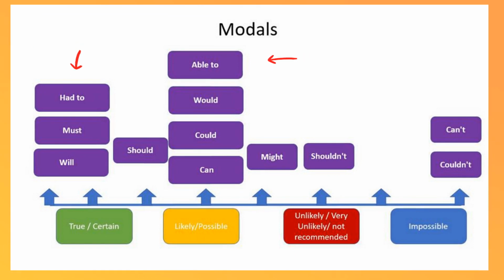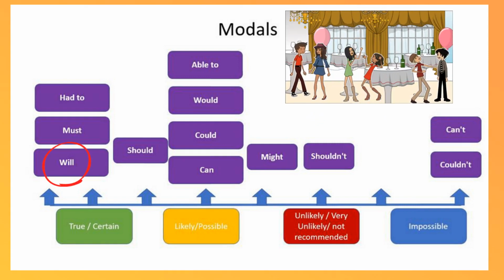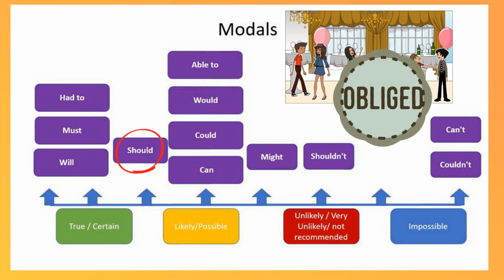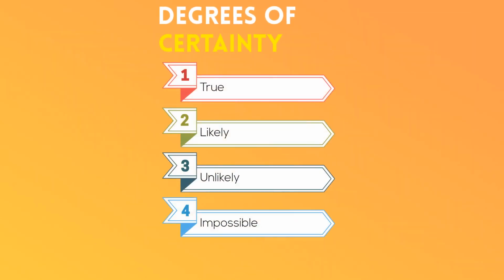In this scale, we can see each modal in relation to how certain or possible something is. If I say I can't go to the party, it means I won't go. If I say I will go to the party, it means I'm certain I will go. If I should go to the party, it means I am obliged to go. Using different verb tenses and modals allows us to express lots of different possibilities and degrees of certainty in conditionals.